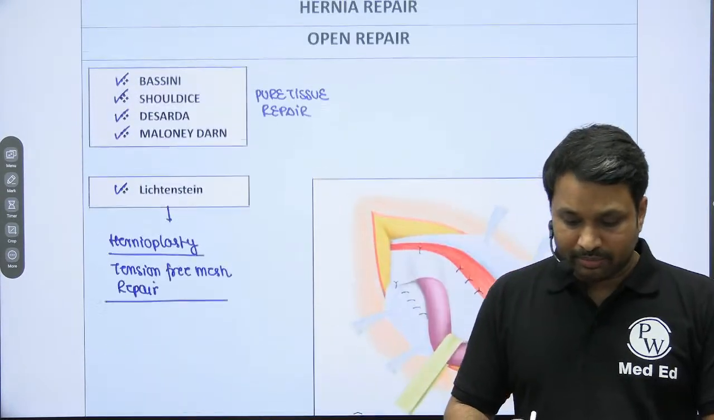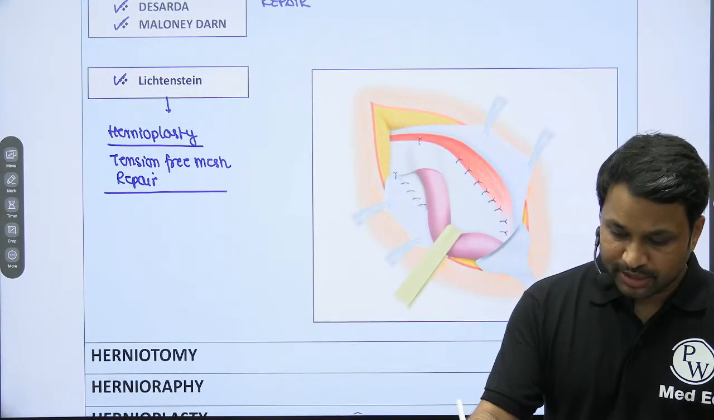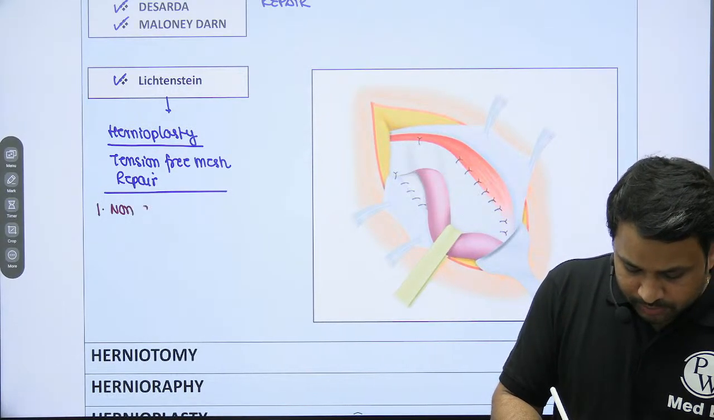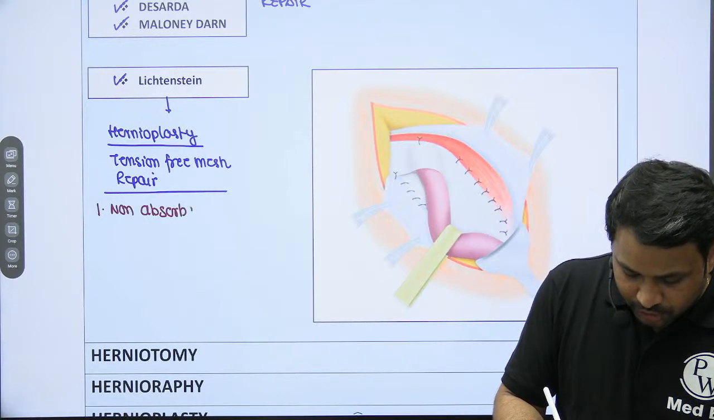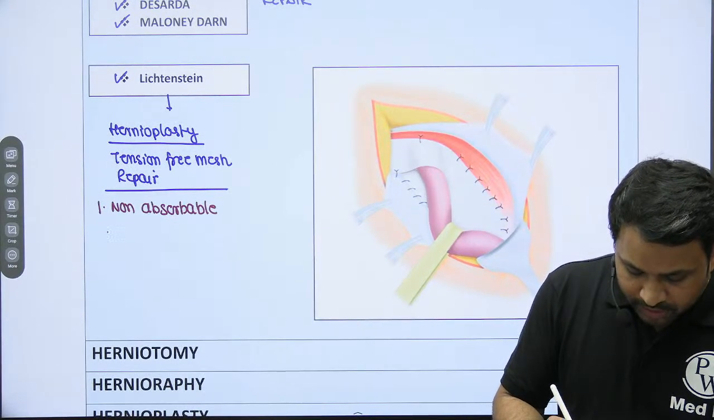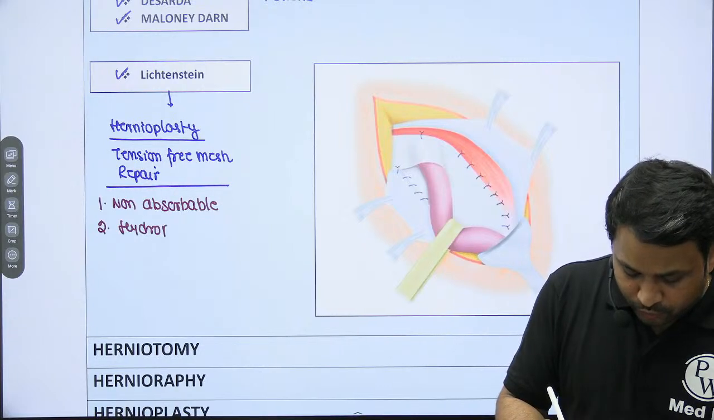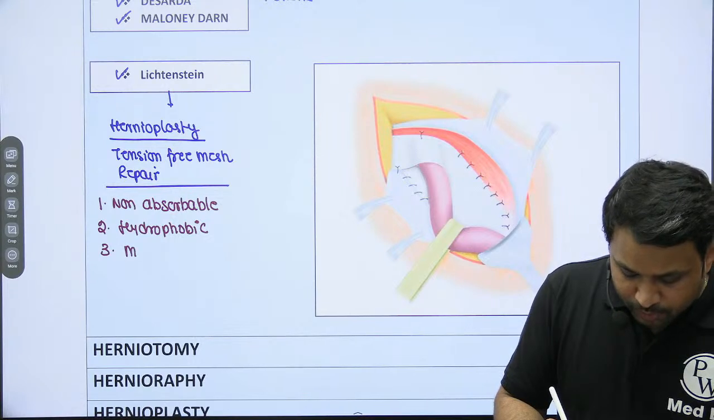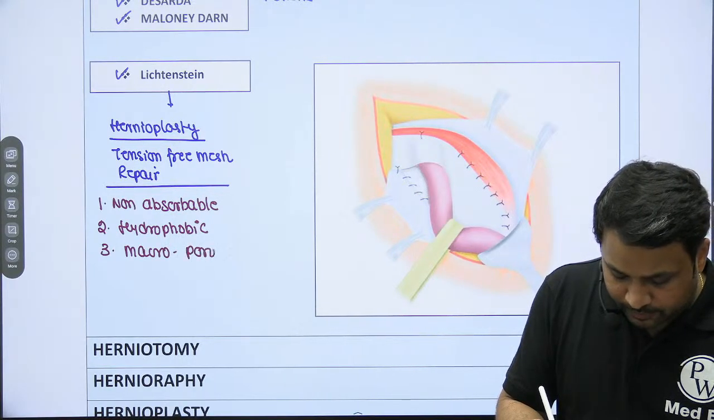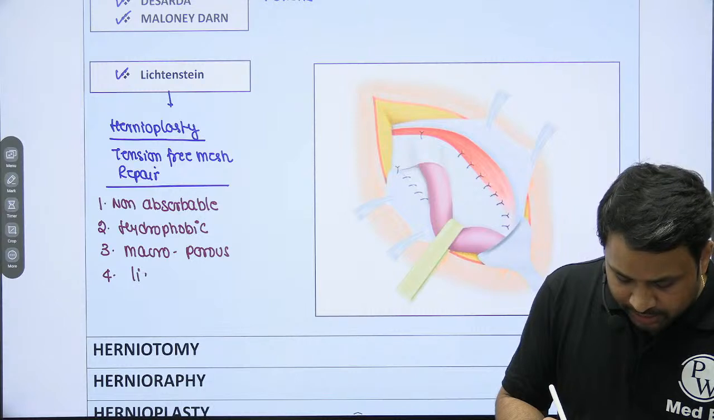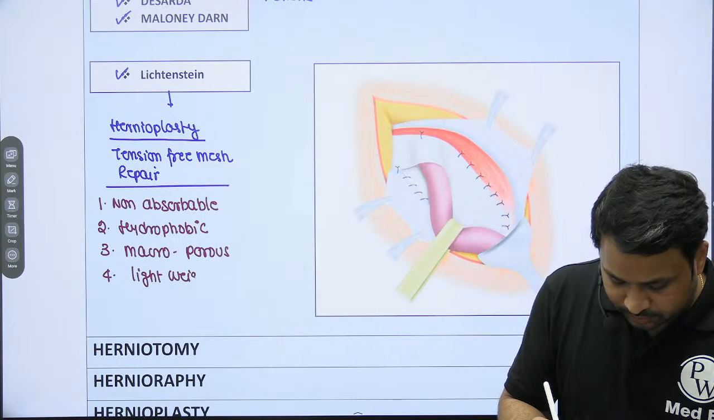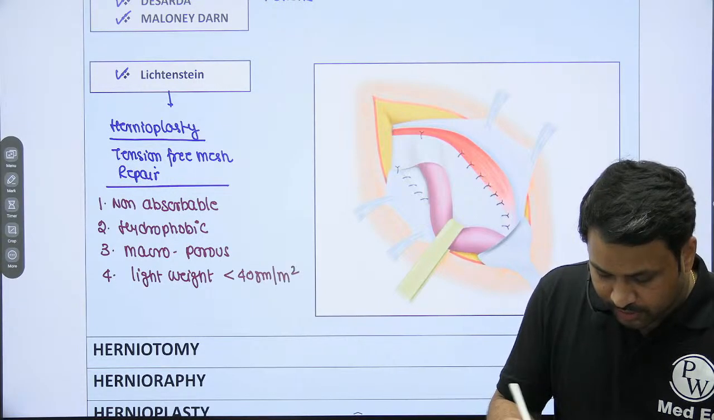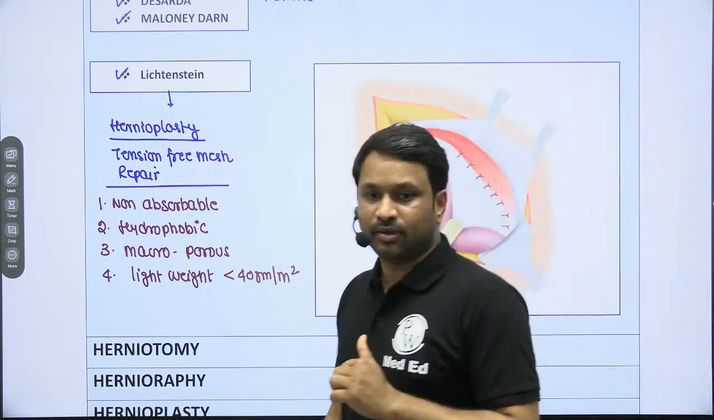So when you talk about the mesh, what are the ideal characteristics of the mesh? That's your exam question. Number 1, it should be non-absorbable. It should repel water, so it should be hydrophobic. It should have large pores, so it should be macroporous. And more importantly, it should be lightweight, less than 40 grams per meter square.